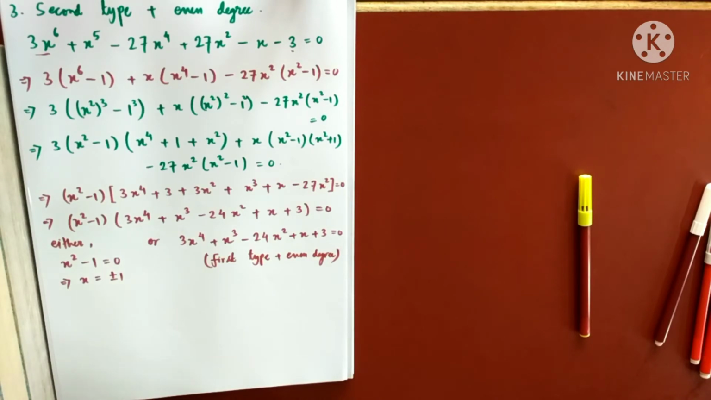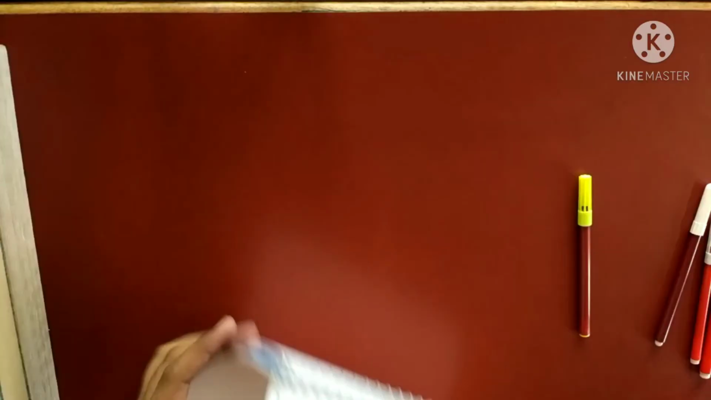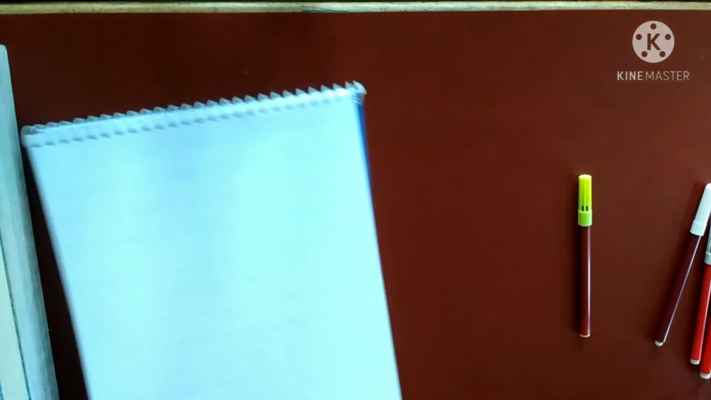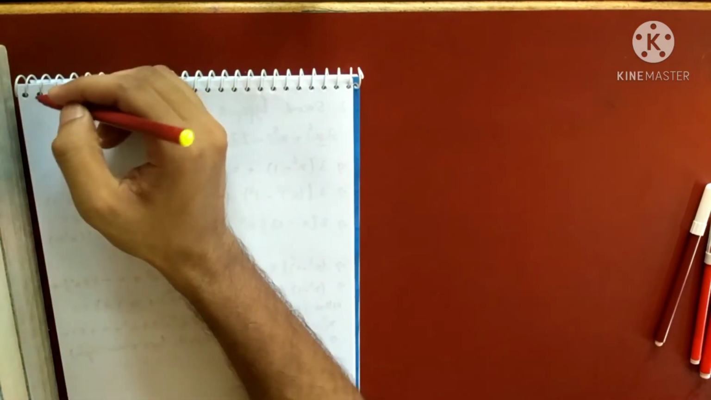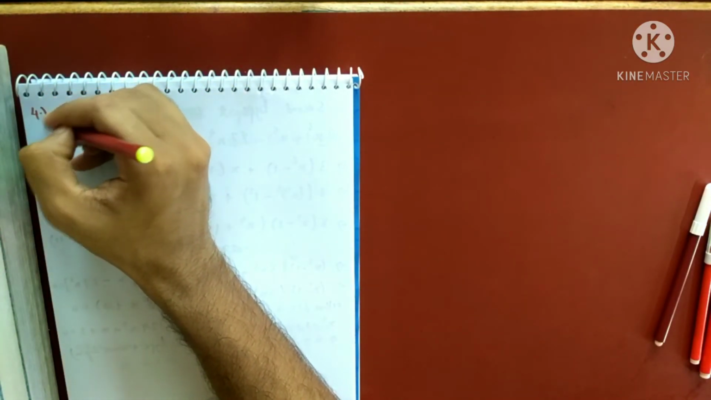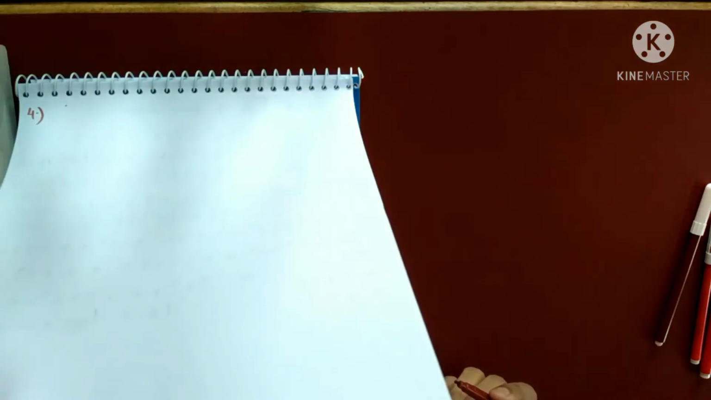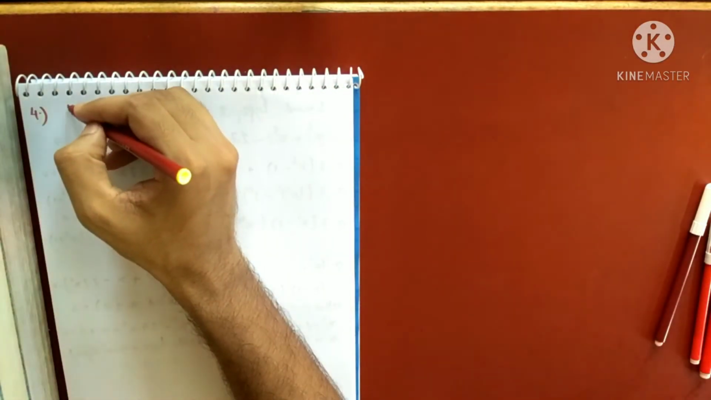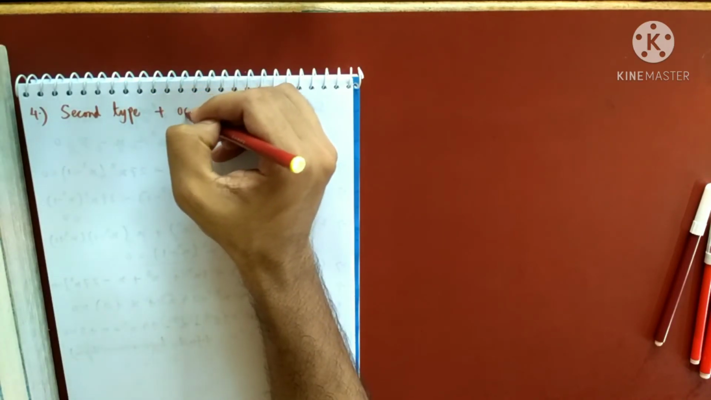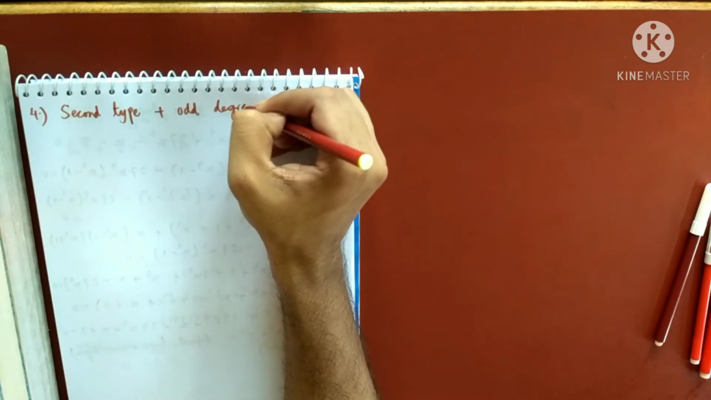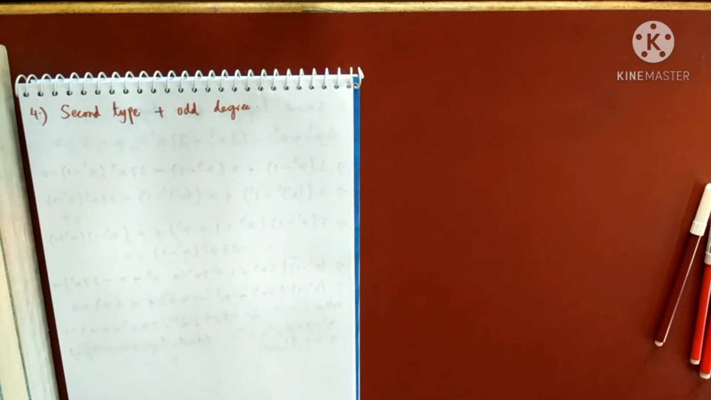I will do the last one now, second type and odd degree. Okay, so let's do second type and odd degree. I'll not do it here, I'll do it on the next page. So let's see what happens when I have second type and odd degree. So the last one. I forgot the numbering again. Yes, 3. Okay, so second type and odd degree. So let's see what I get.